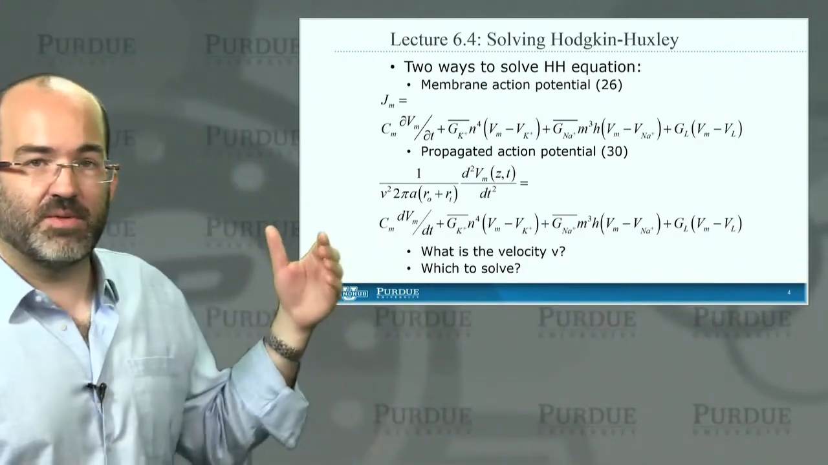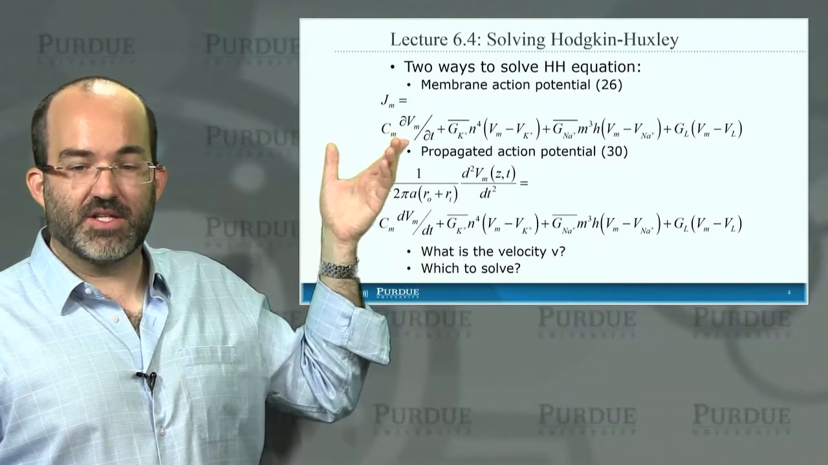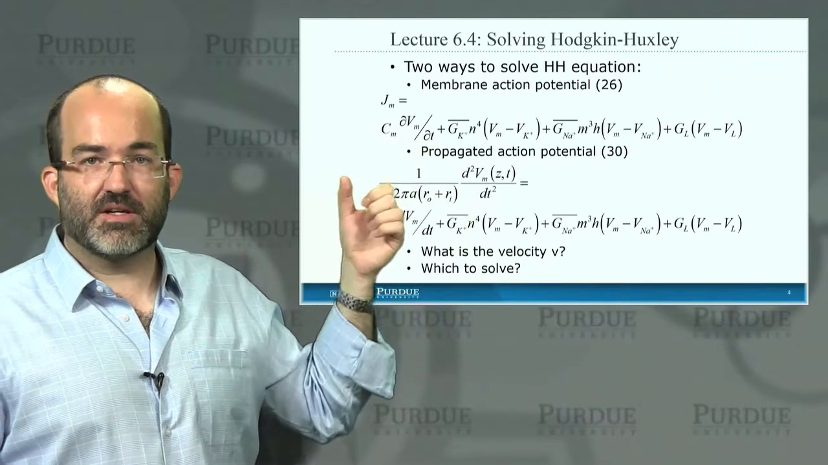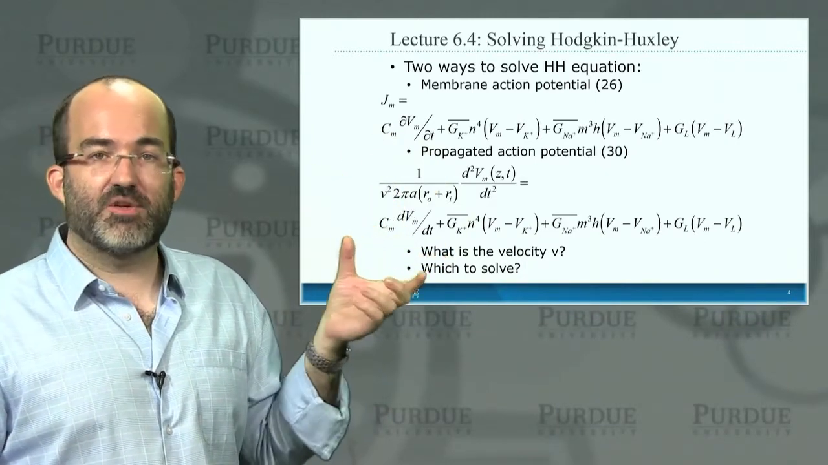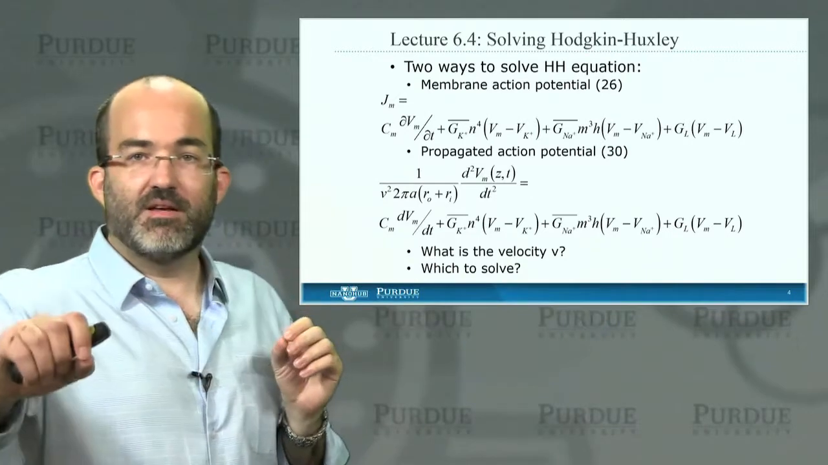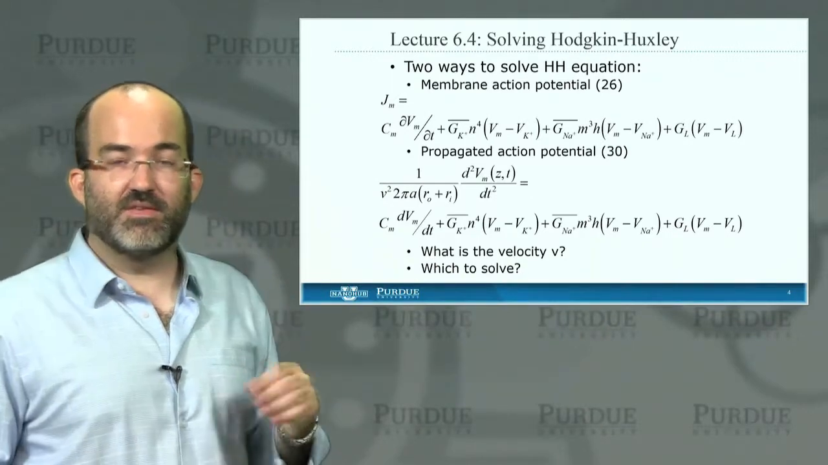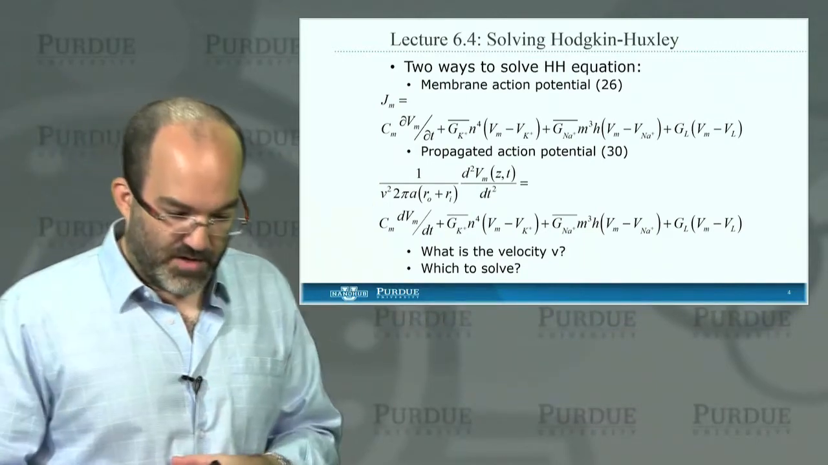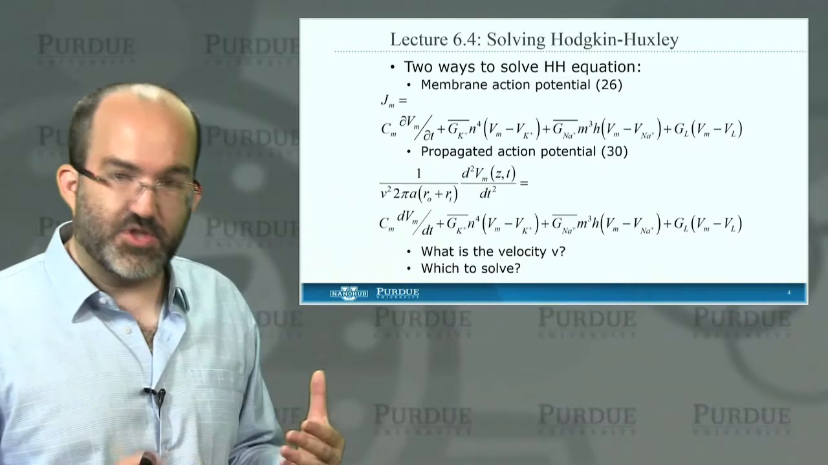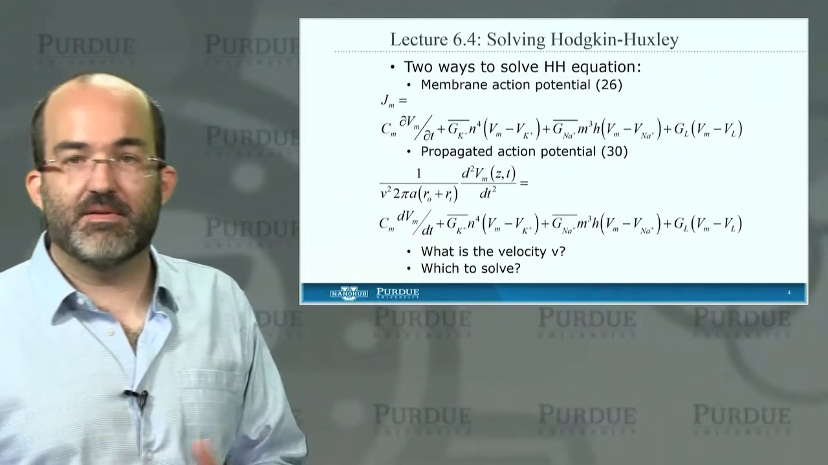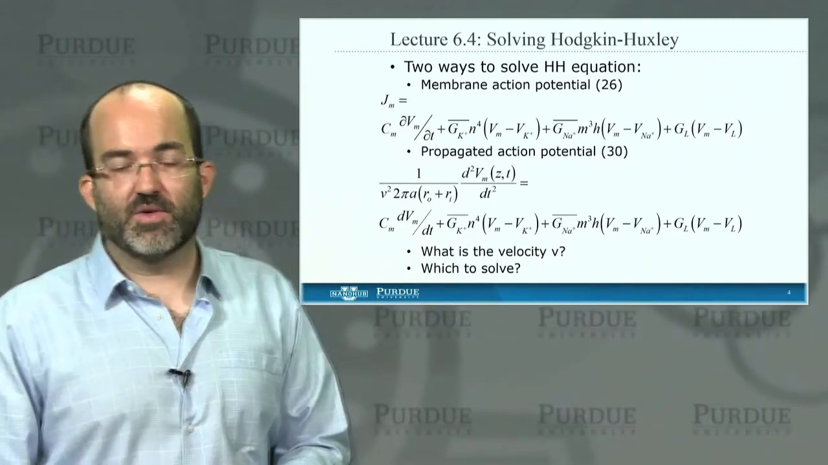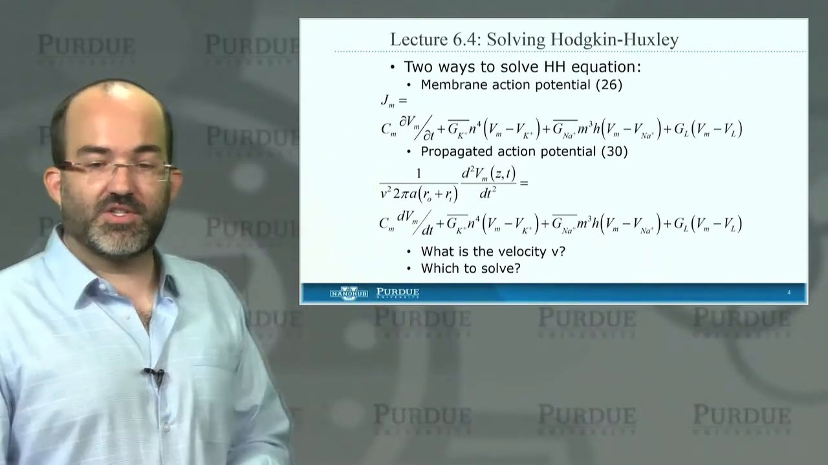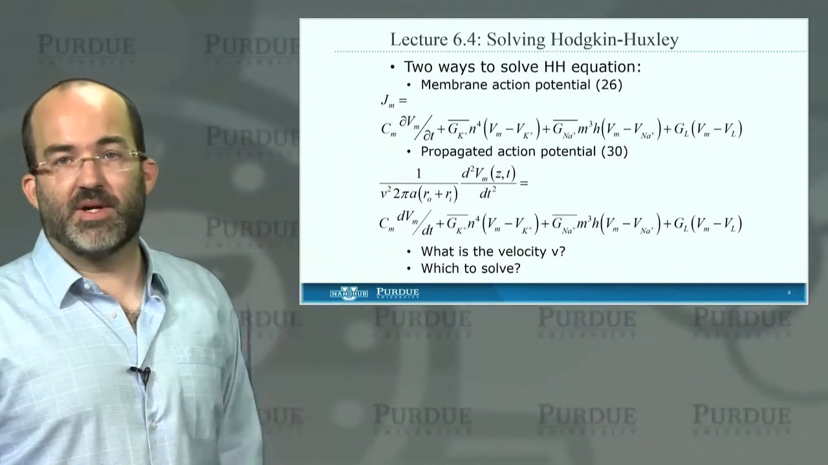So one gives you the relationship between membrane voltage, which is in the capacitive current term, the derivative of Vm with respect to t, and the sum of the currents. The other one gives you the relationship between those currents and a moving voltage, a voltage that is moving at a constant velocity v, given here. So v is what allowed us to switch, if you recall from week 4, from the time-space domain to the time domain to get a homogeneous ordinary differential equation. So we have these two equations. In this course, what we're going to do is solve equation 26, the membrane action potential.